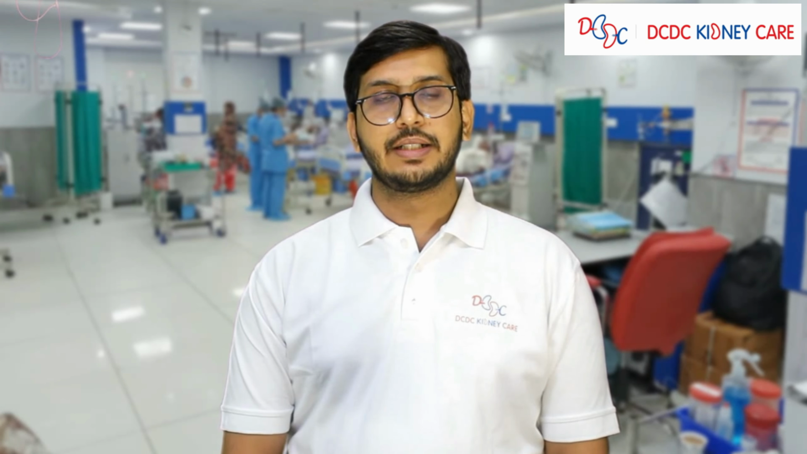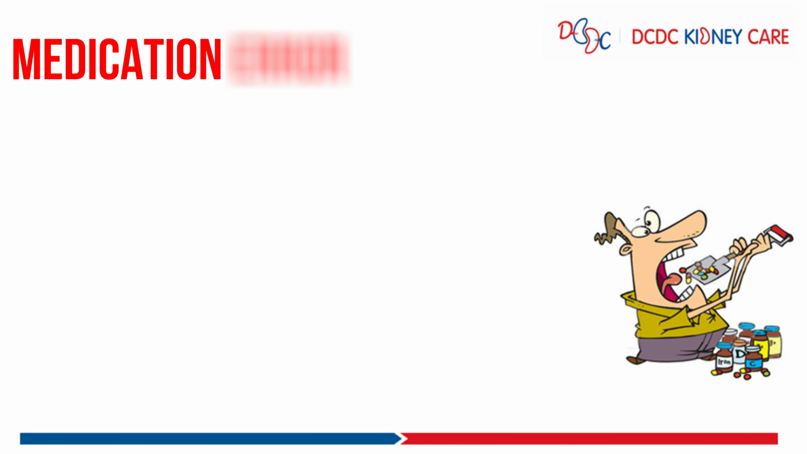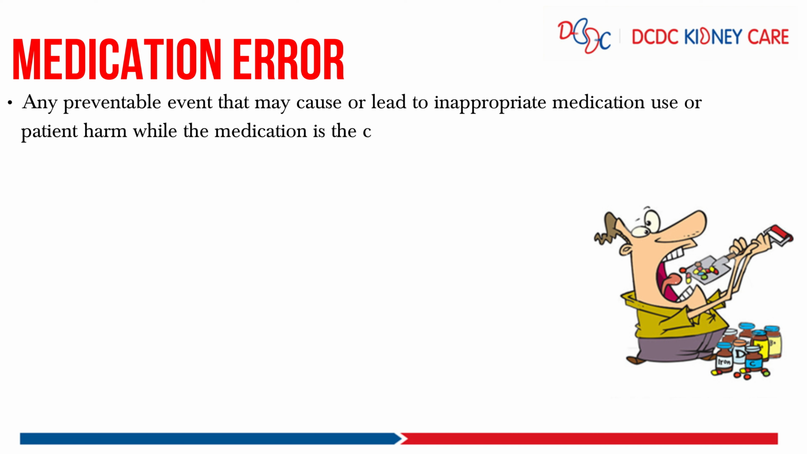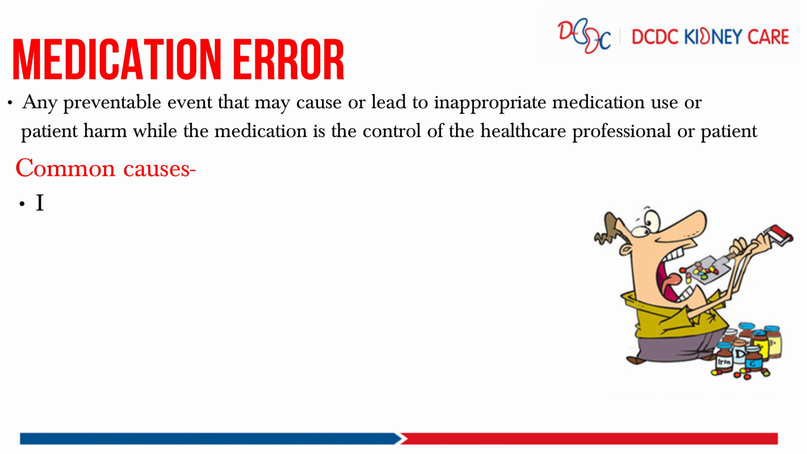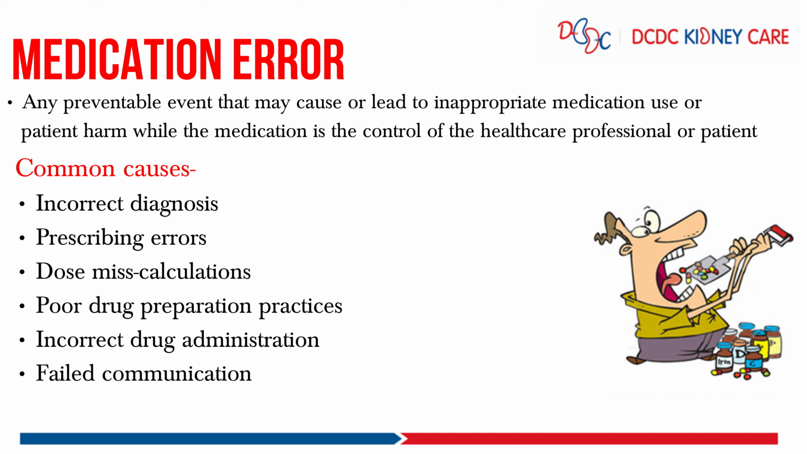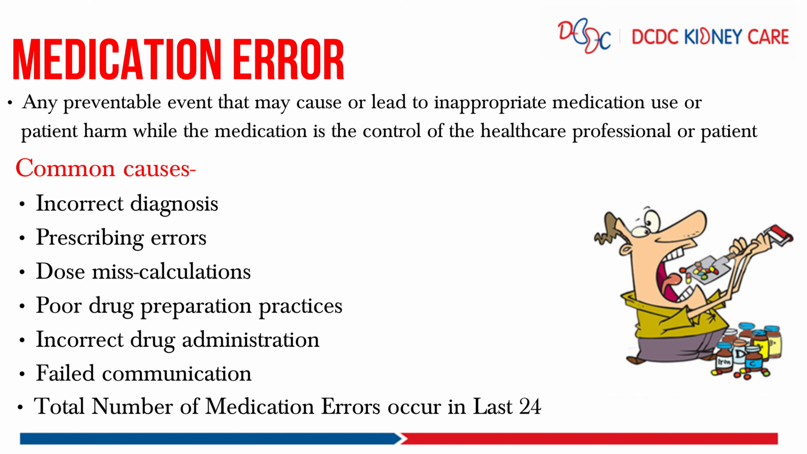The next indicator is medication error. It is defined as any preventable event that may cause or lead to inappropriate medication use or patient harm, while the medication is in control of a healthcare professional or patient. The common causes of medication error are incorrect diagnosis, prescribing errors, dose miscalculation, failed communication, etc. So any mishappening occurring due to medication error is recorded under the medication error indicator.